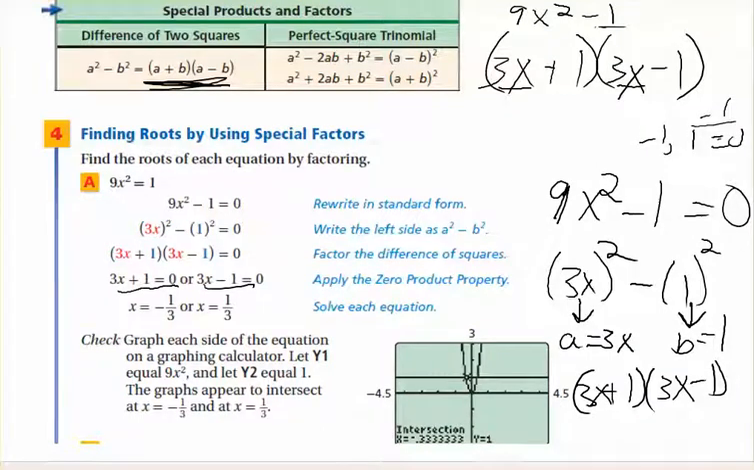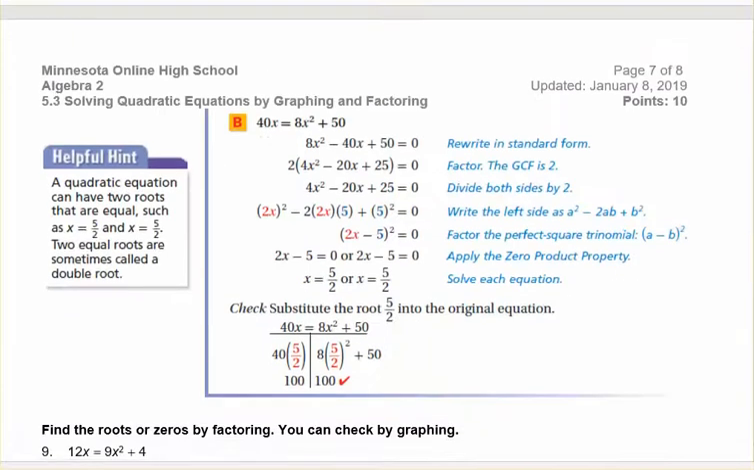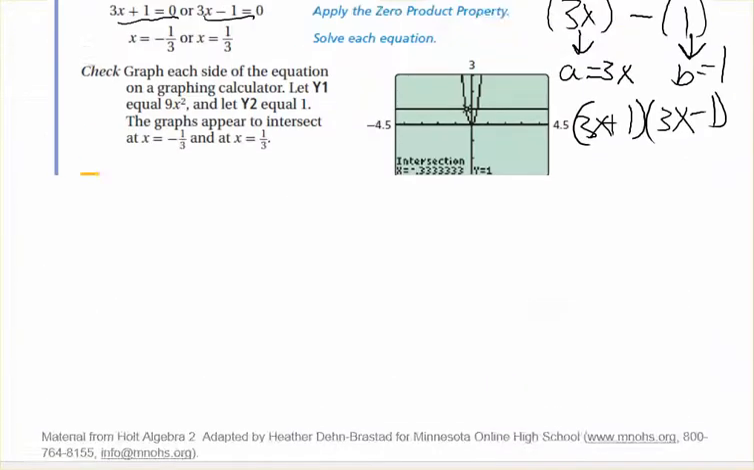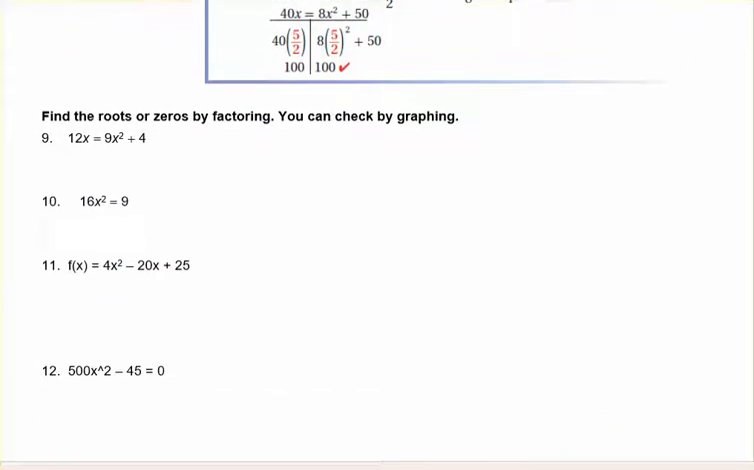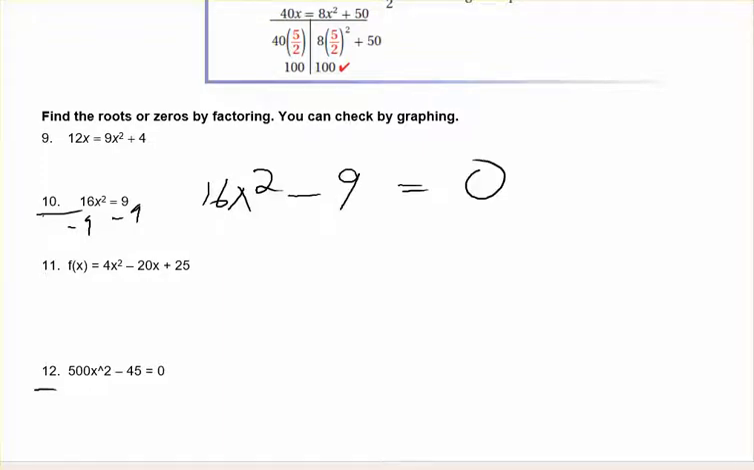Alright, so I'm going to look at one of the problems on your worksheet before we look at the other type of special trinomials, the perfect square trinomial. But let's just look at 10 and 12. Both are going to fit this difference of squares type thing. It doesn't look like it yet, because in 10 it's not yet set to 0. So I would have to subtract 9 from both sides, and then I would have 16x squared minus 9 equals 0. So you can look back and say, well, let's see, what would the a be? What's being squared in the first term, and what's being squared in the second term for b?